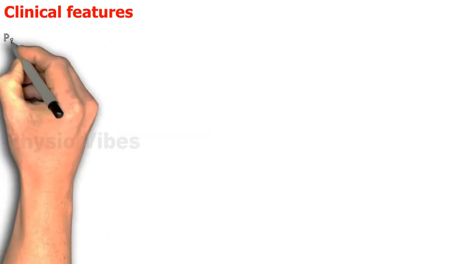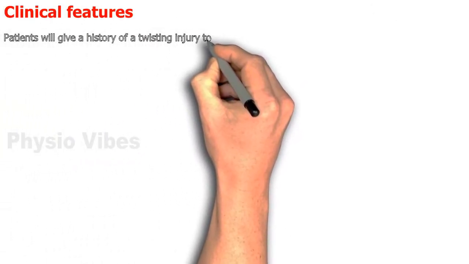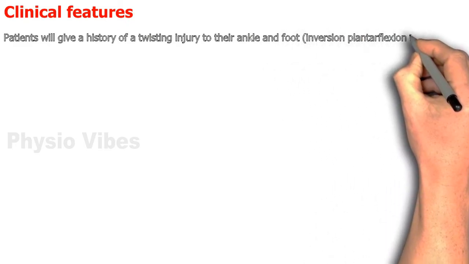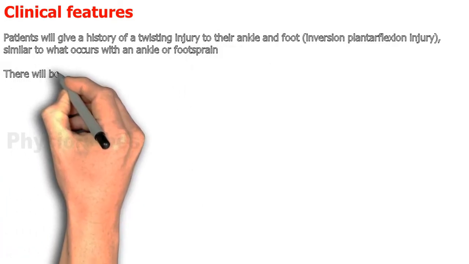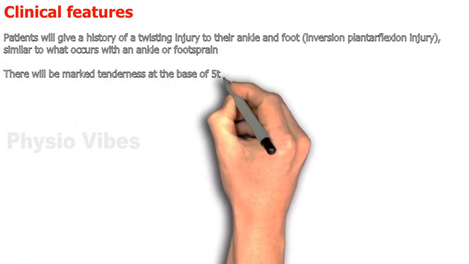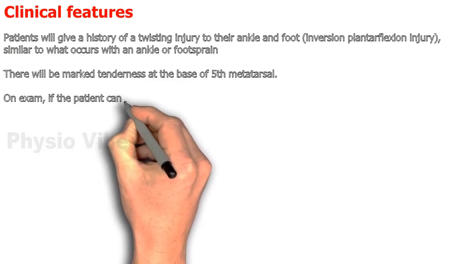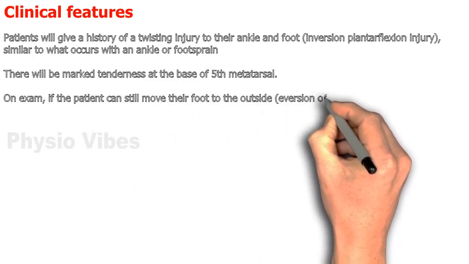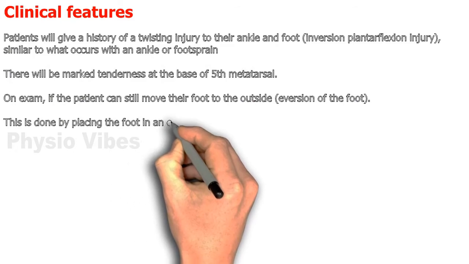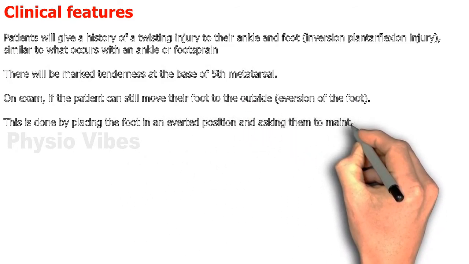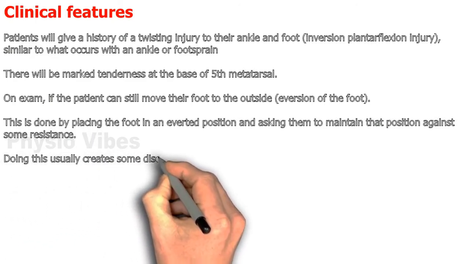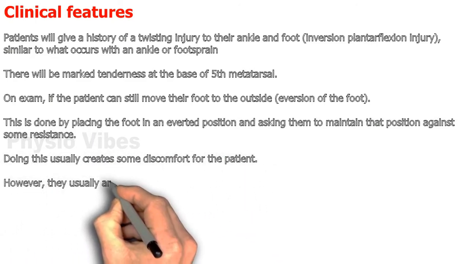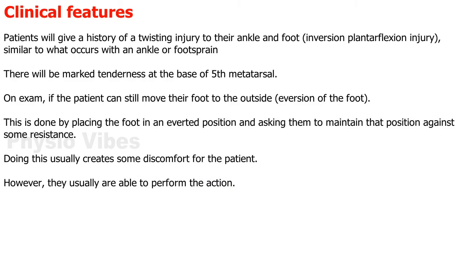Clinical features. Patients will give a history of a twisting injury to their ankle, a foot inversion plantar flexion injury, similar to what occurs with an ankle or foot sprain. There will be marked tenderness at the base of the fifth metatarsal. On exam, check if the patient can still move their foot into eversion. This is done by placing the foot in an inverted position and asking them to maintain that position against some resistance. Doing this usually creates some discomfort for the patient. However, they usually are able to perform the action.